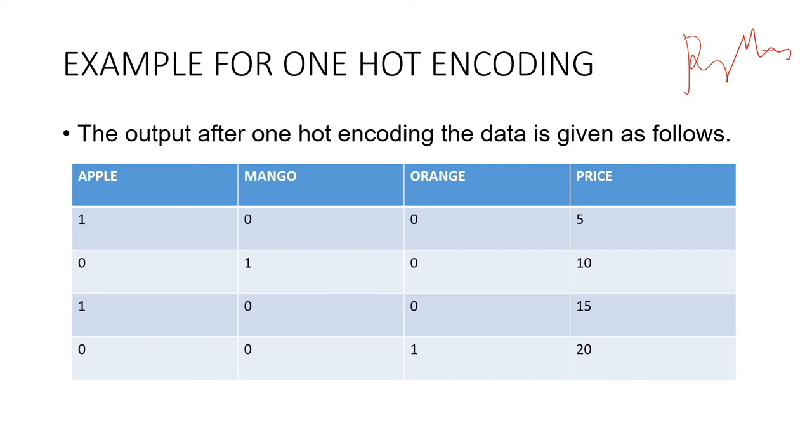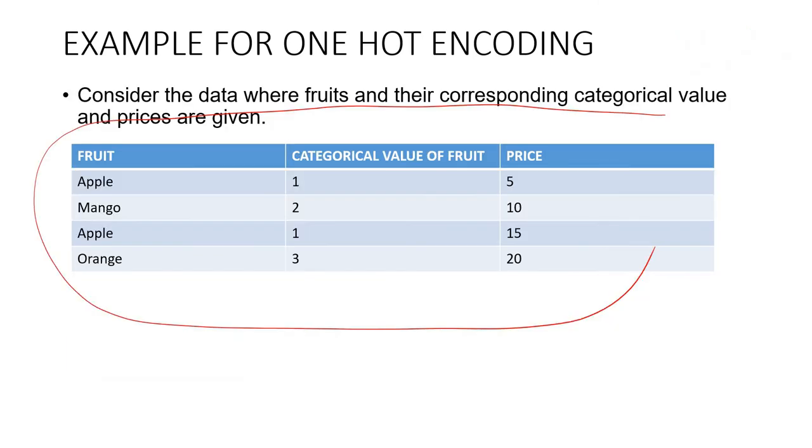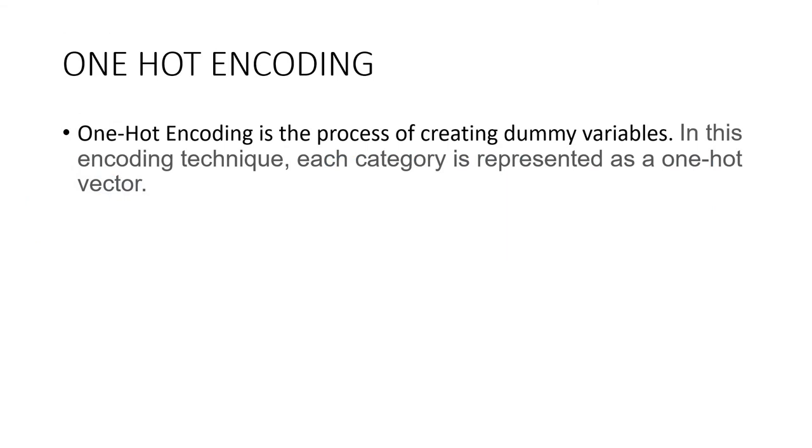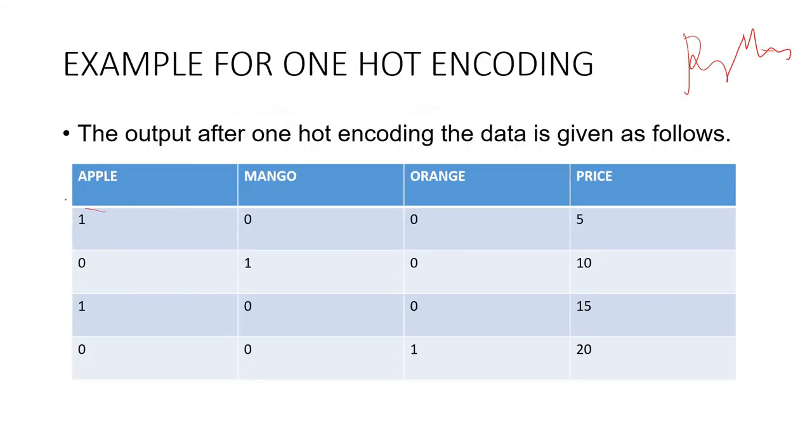See, apple is 1010. Then mango is 0100. Orange is 0001, like that. See, here the 1 is repeated because apple is repeating here. You can see here.